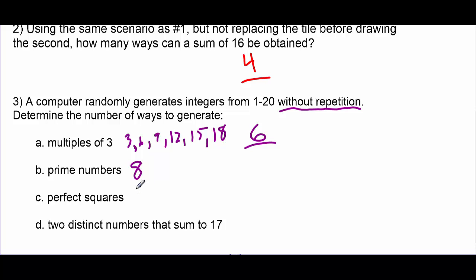For perfect squares, we'd be talking 1, 4, 9, and 16, so we have 4 options there. And then finally on part D, 2 numbers that sum to 17. This is a lot like what we saw on number 1. Again, remember without repetition, but we would start with a 1 and a 16, and then we'd have a 2 and a 15, and this pattern would continue on until at the end when we got 16 and 1. That gives us a grand total of 16 possibilities.